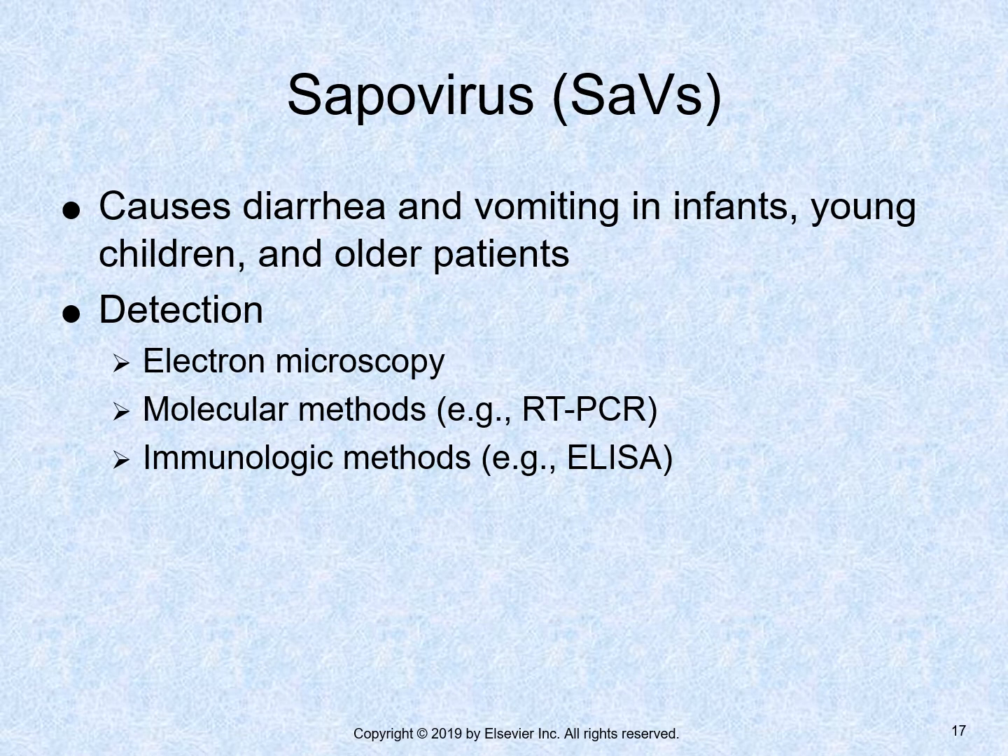Sapoviruses are another genus that belongs to the family Caliciviridae. These viruses cause diarrhea and vomiting in infants, young children, and older patients. Detection methods for this virus include electron microscopy, molecular methods, and immunologic methods.